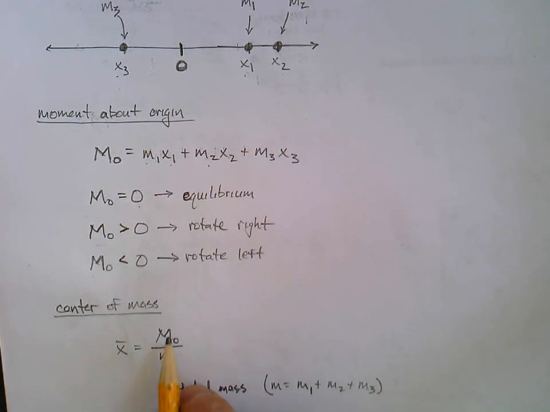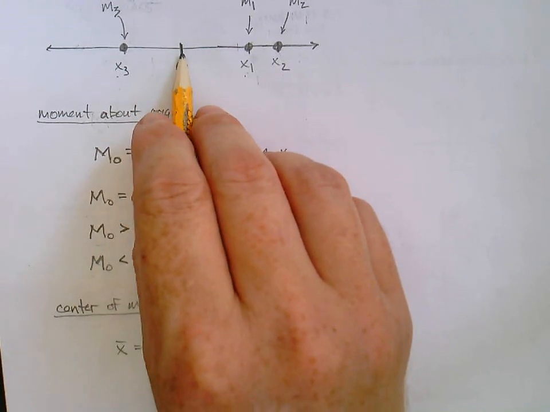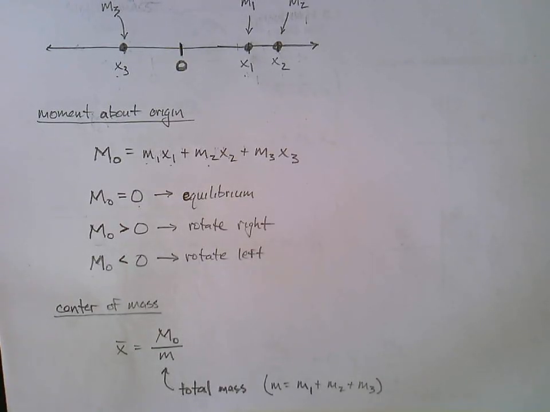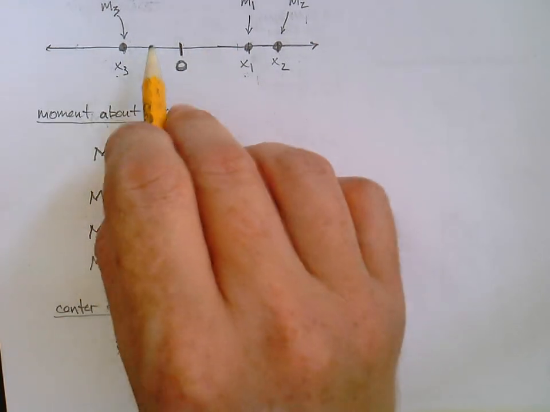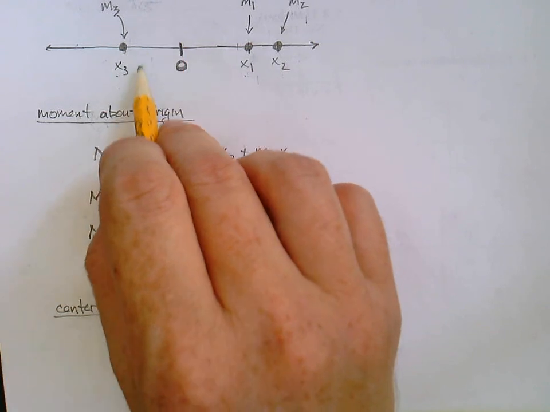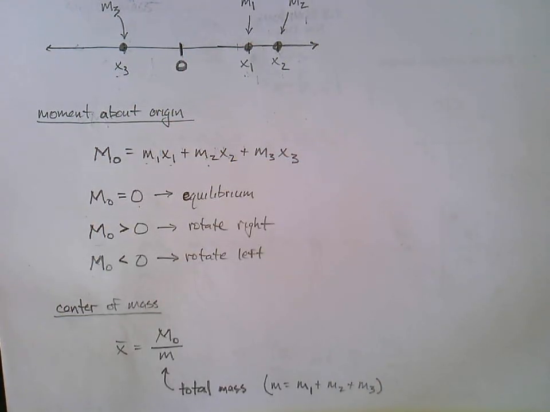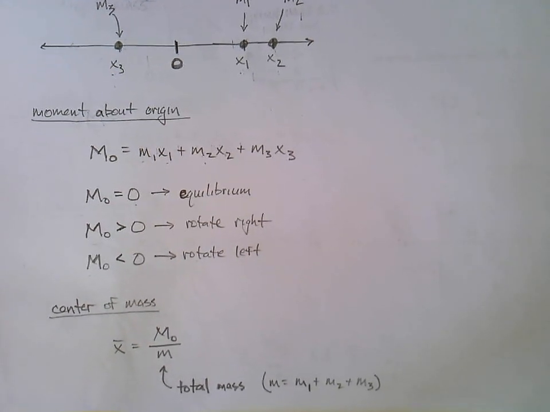So if the center of mass is located right at the origin, then it doesn't spin. But if the center of mass is a little bit positive, then it's going to tend to rotate to the right. Or if this center of mass is a little bit negative, it'll tend to rotate left. Okay, and that fits our description of the moment.